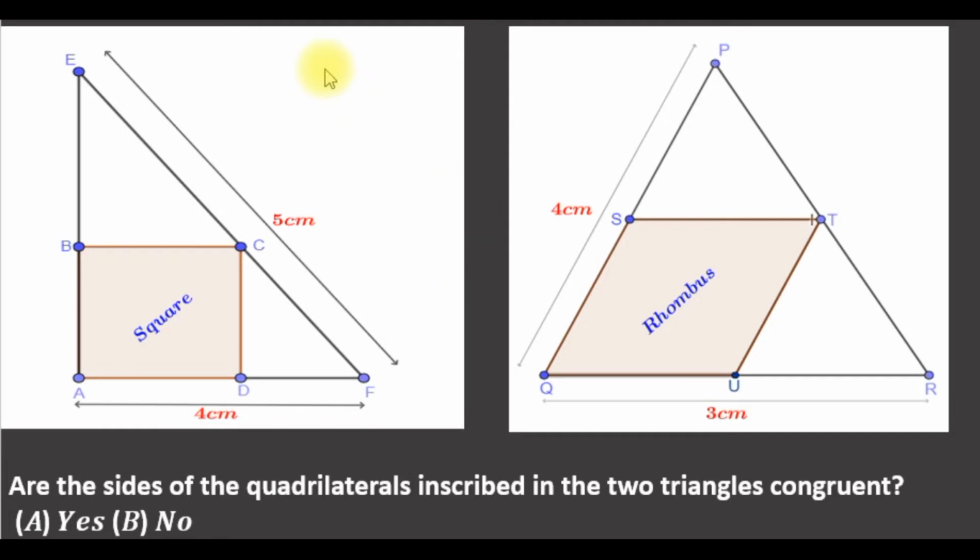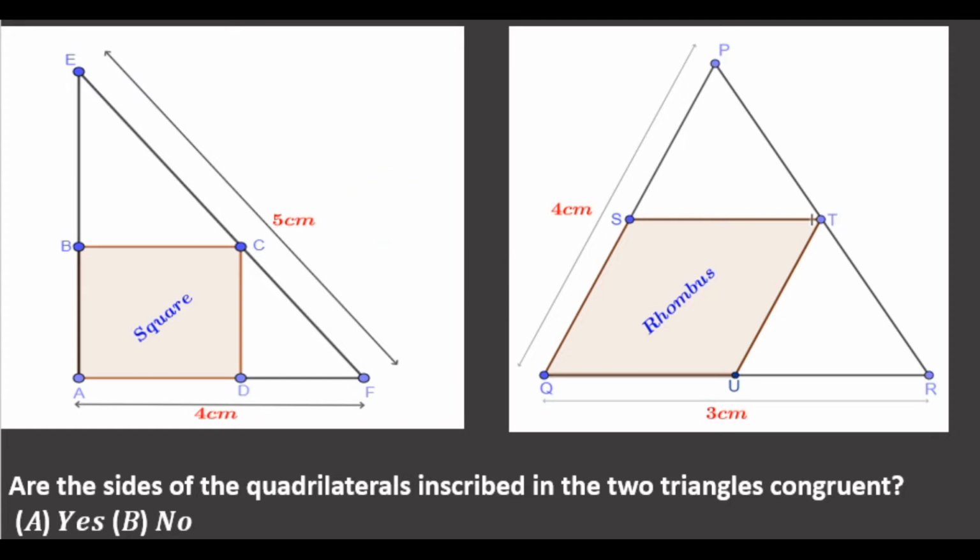Okay, we are given this diagram, two different diagrams, and we are asked, are the sides of the quadrilaterals inscribed in the two triangles congruent? So the two quadrilaterals are a square and a rhombus. Before we analyze, let me just say the answer: the answer is yes.